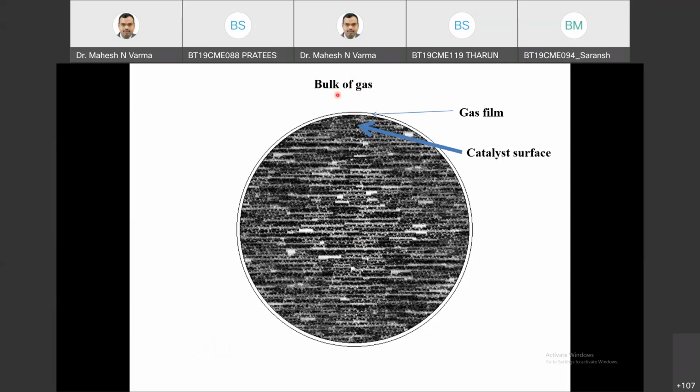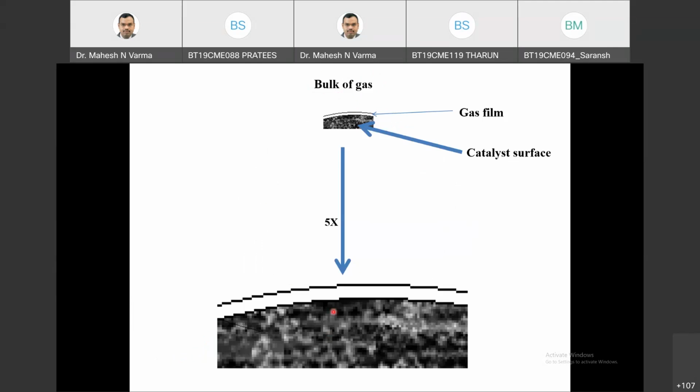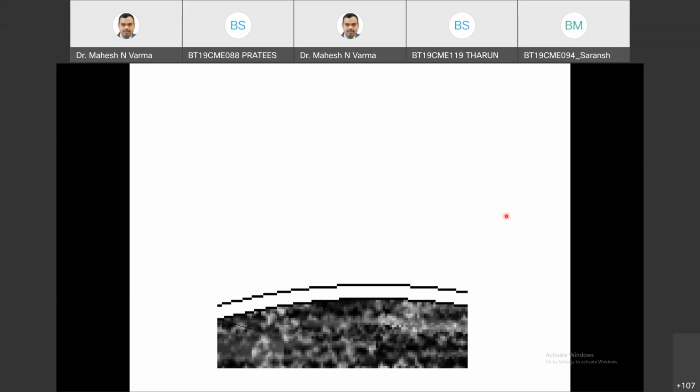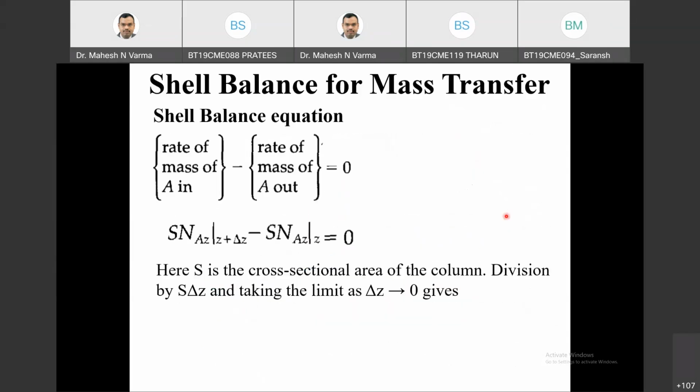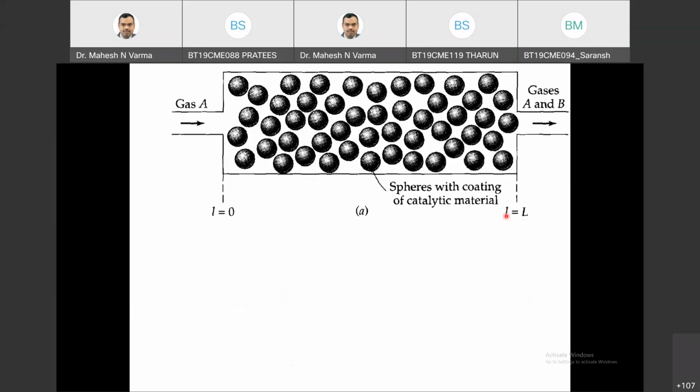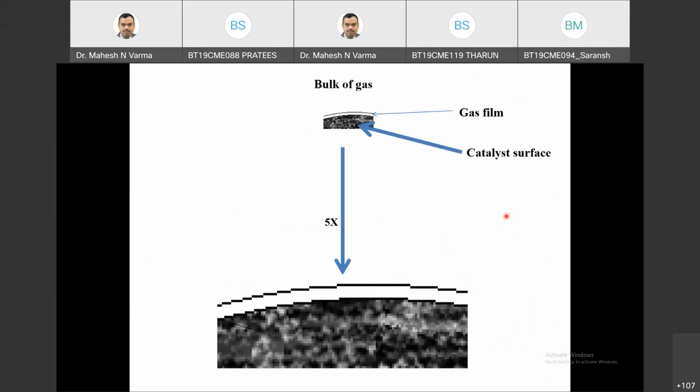This gas film thickness is very small as compared to the diameter. So if you enlarge this, you can neglect the curvature and assume a flat surface, two flat surfaces between which we are studying the mass transfer. This is when we have enlarged it.